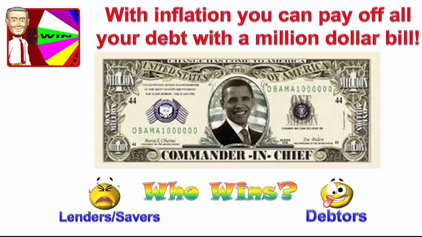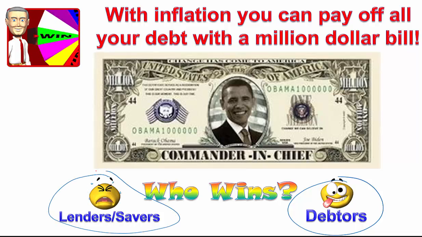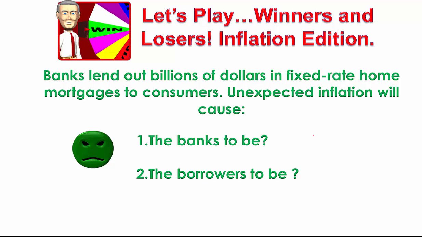So, for example, let's look at some examples. If we have inflation, who's going to win? Well, debtors are going to win every single time. Lenders and savers are going to lose. So let's look at some examples.